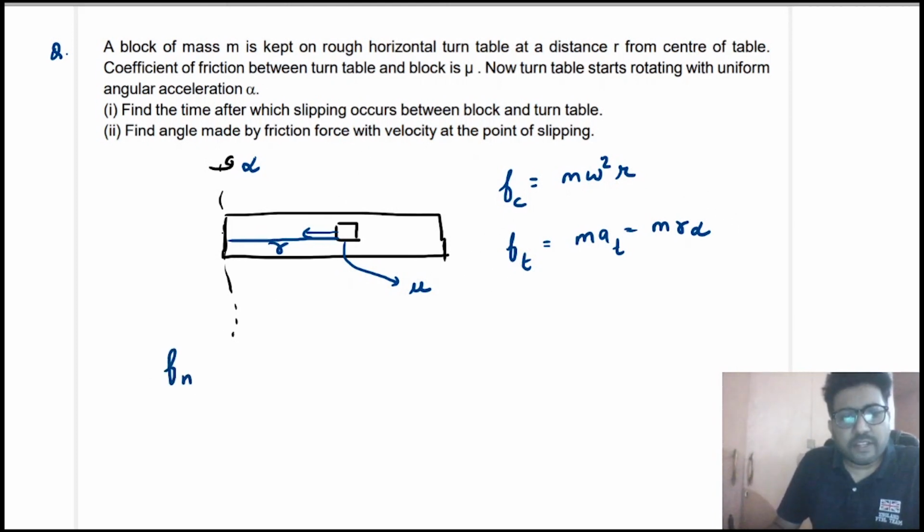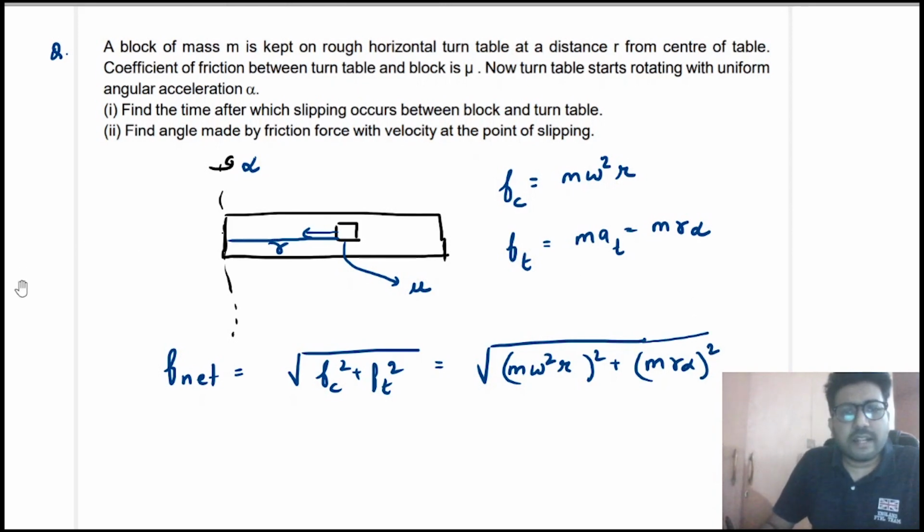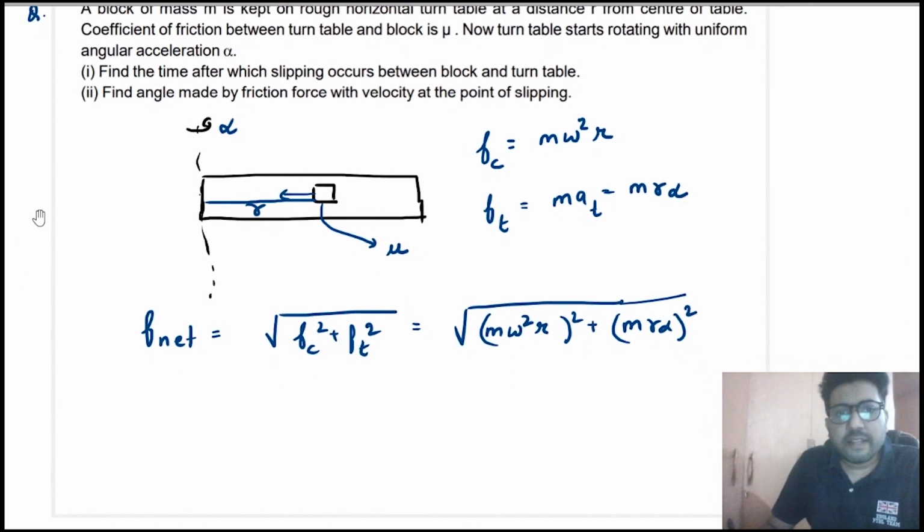So the net friction force on this block is equal to under root fc square plus ft square, and that will be equal to under root m omega square r whole square plus m r alpha whole square. Okay, now this is the net friction, but you know that friction has a limit. The maximum value of friction can be equal to mu mg. Now the required friction is this, the maximum value can be this, and if net requirement becomes more than this, the block will start to slip.